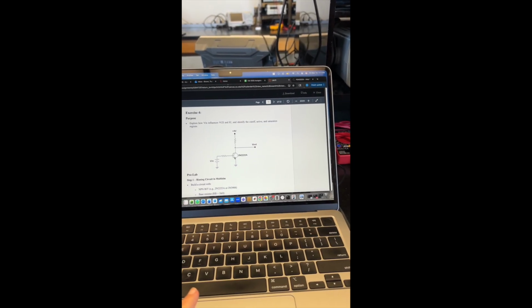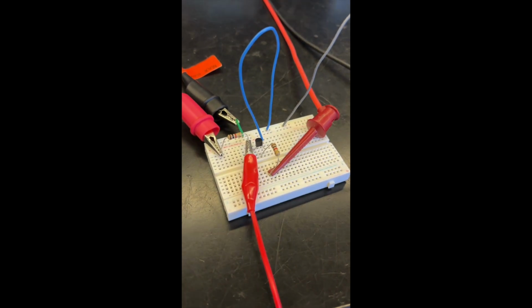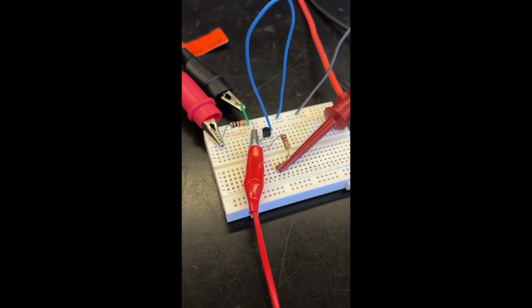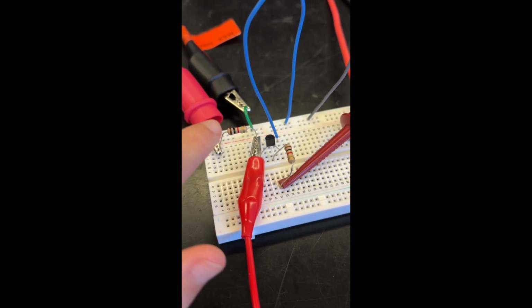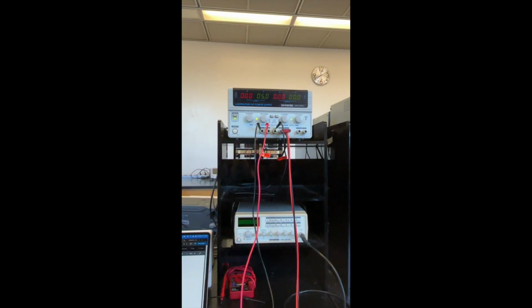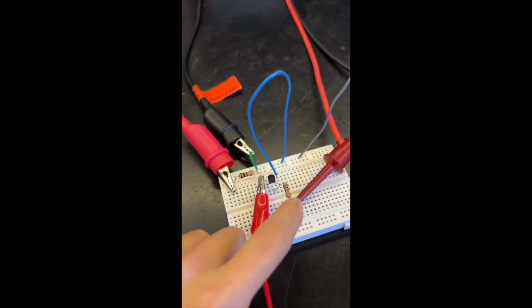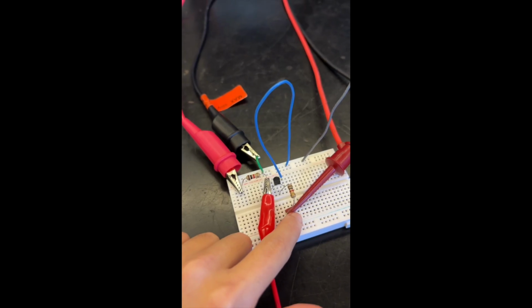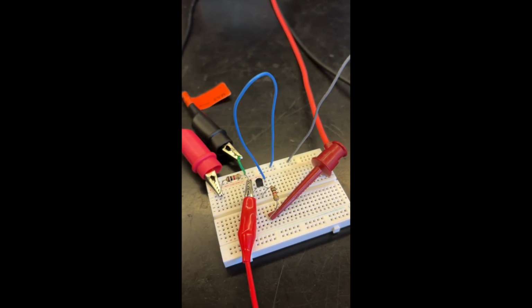All right, now we're going to be looking at exercise 4, where we have the same NPN BJT in our circuit, and I've constructed this circuit onto my breadboard right here. So I have my collector leg connected to a 1 kilo ohm resistor, which is then connected to my fixed 5 volts. And then my base leg is connected to this resistor, which is connected to my variable voltage input. So right now it's at 0. And then I have my emitter leg connected to ground.